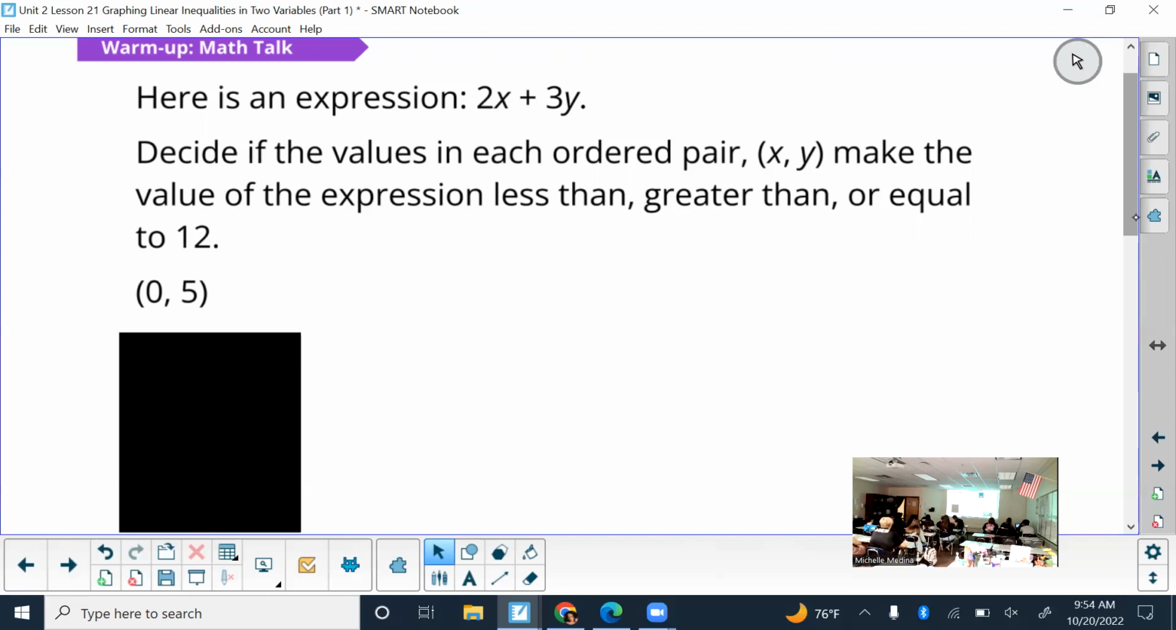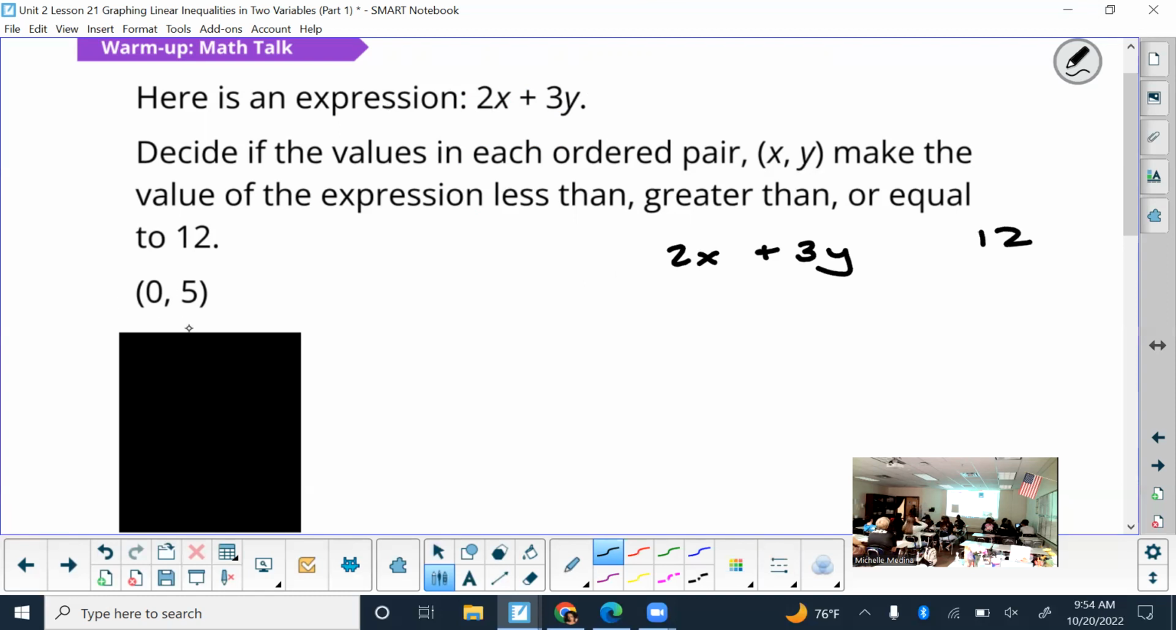But here's the problem, and it is printed on your paper. This is an expression 2x plus 3y. And you're going to decide if each ordered pair makes the value of the expression less than, greater than, or equal to 12. So we're trying to figure out what symbol to put in between this and 12 based on the ordered pair. All right, so here's the first one, 0, 5. Would it be less than, greater than, or equal to 12? Just put your thumb up when you have the answer.